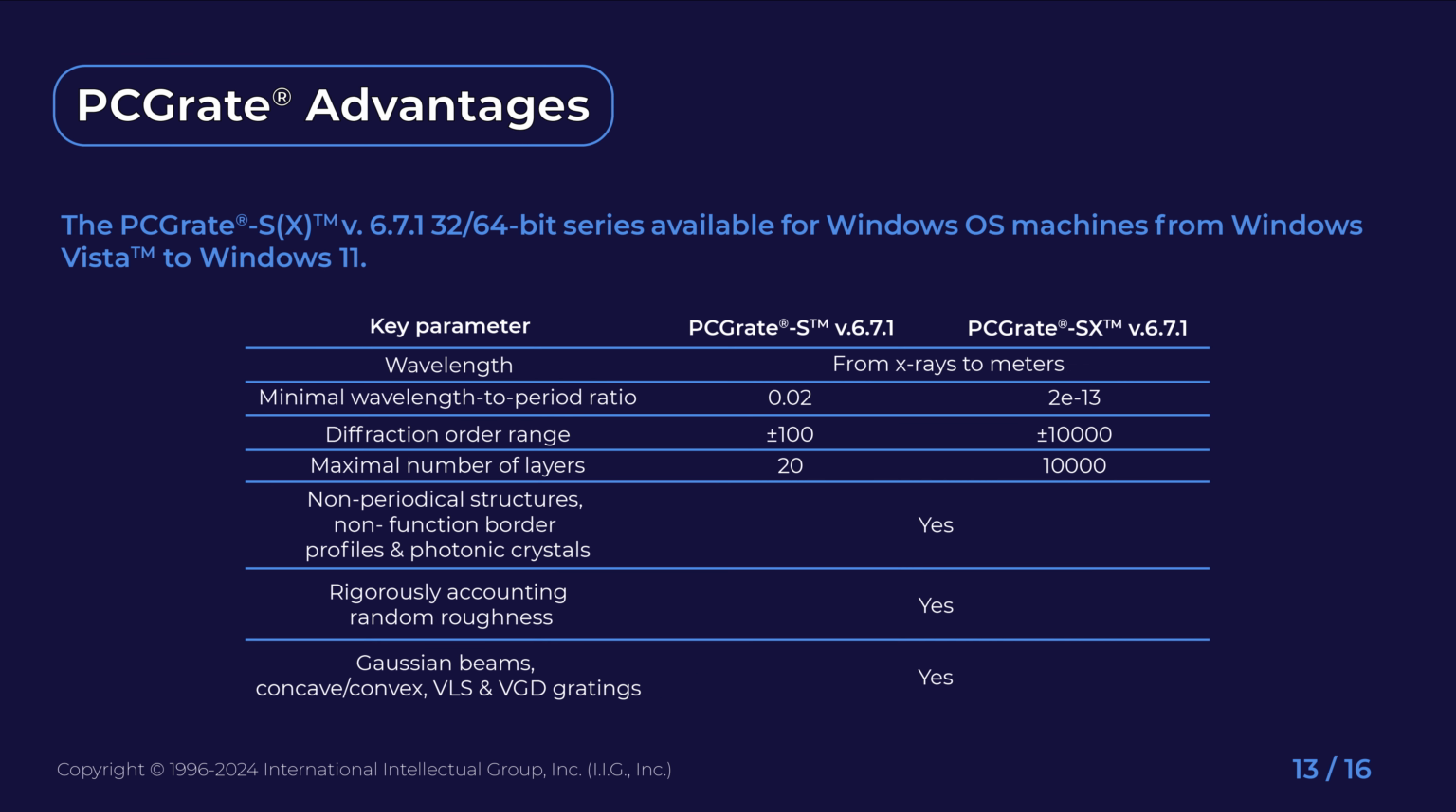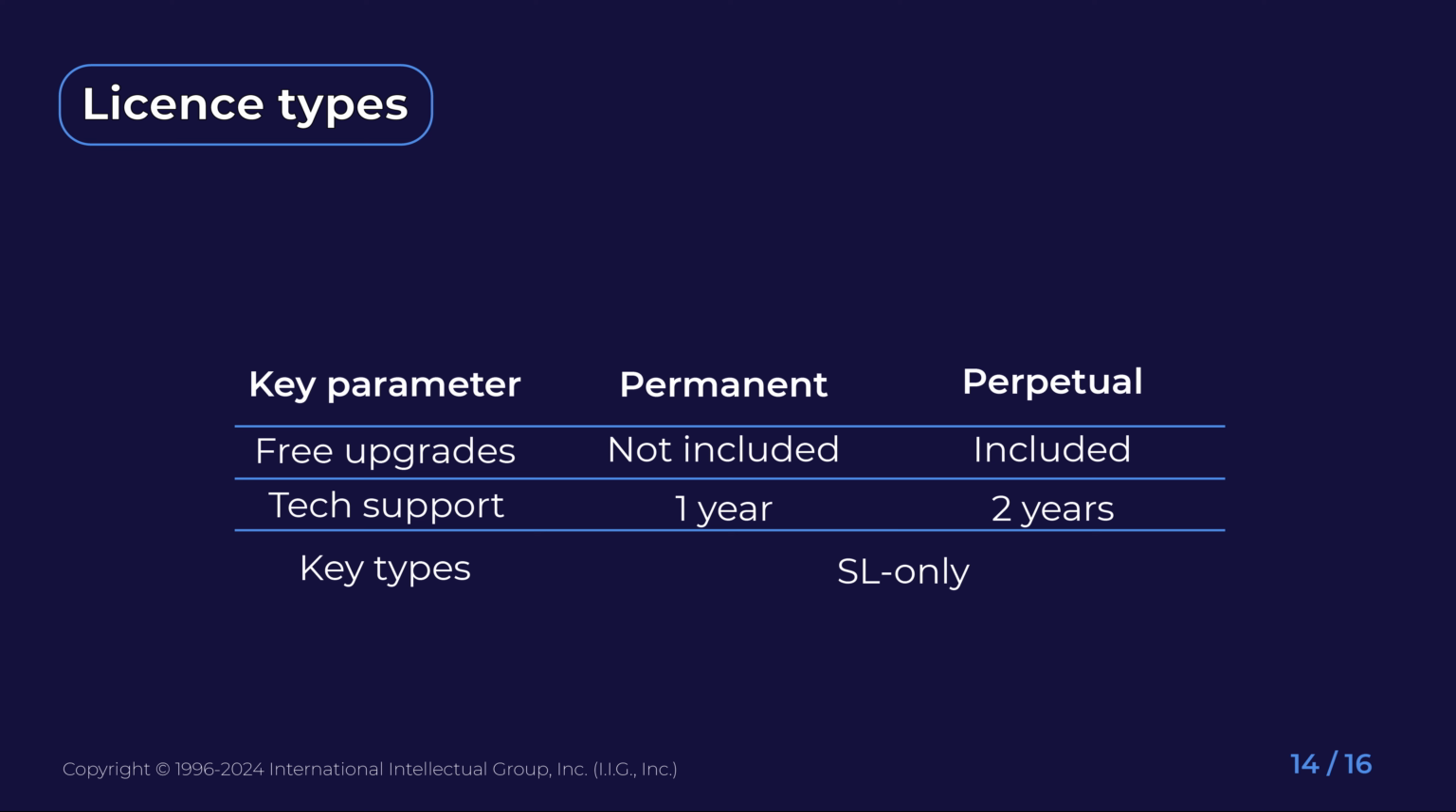The PCGrate software is available for Windows OS machines from Windows Vista to Windows 11. PCGrate series allow one to perform calculations in wider ranges of diffraction orders, the greater number of layers, and with the smaller minimal wavelength to period ratio. The PCGrate software is a copy-protected program, it requires a license to be used.